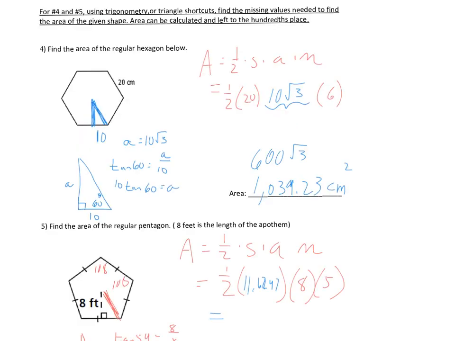Okay, looking at number four, this one is very similar to ones you did in your notes, but is a little bit tough. Okay, so let's look. Formula is 1/2 times S times A times N. Side length is 20, got that. Number of sides is 6, got that. The only thing I'm missing is what I've written in blue here, which is the apothem. That's the only thing that I have missing.